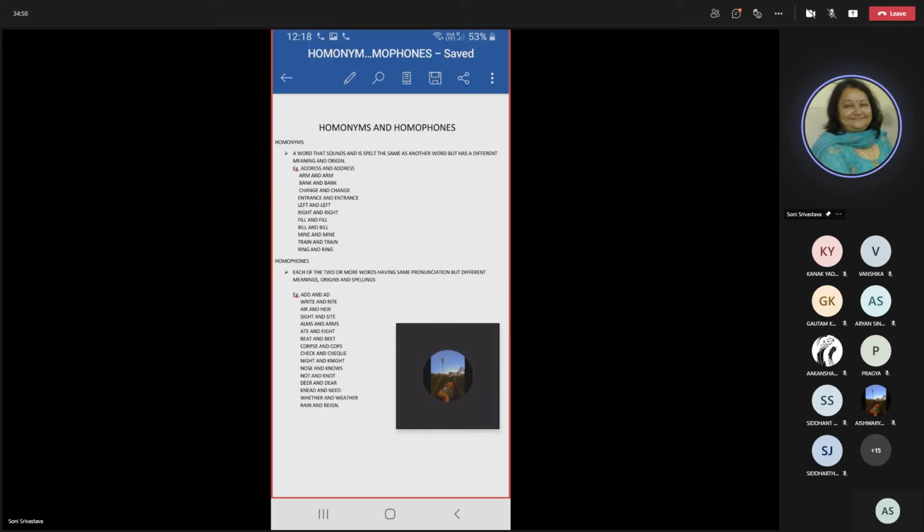Bat and bat, yes. Bank and bank, can anybody tell me? The first bank is used to withdraw money, and the second bank means seashore. Seashore, it is the river. In fact, the banks of the river. Yes, okay, good.